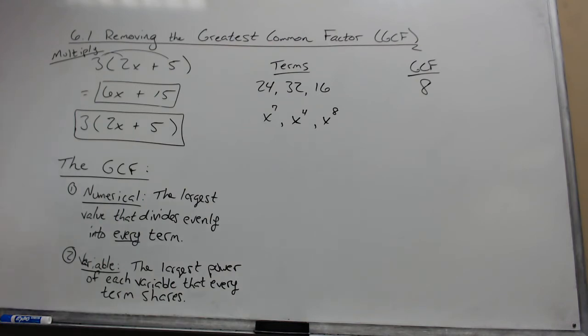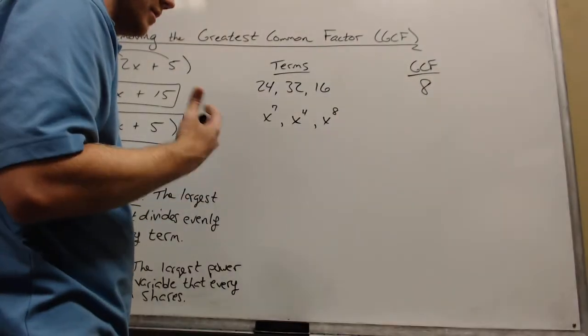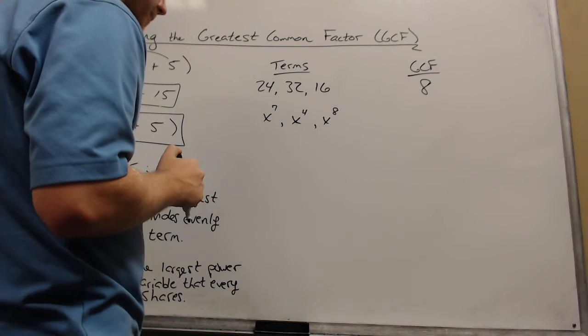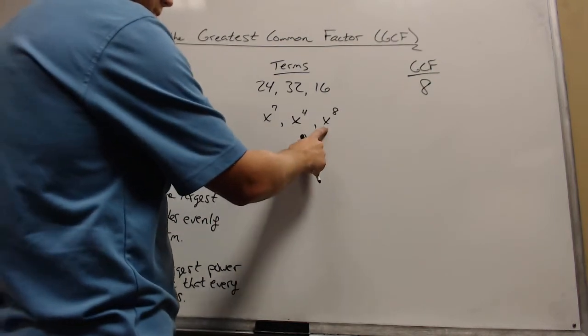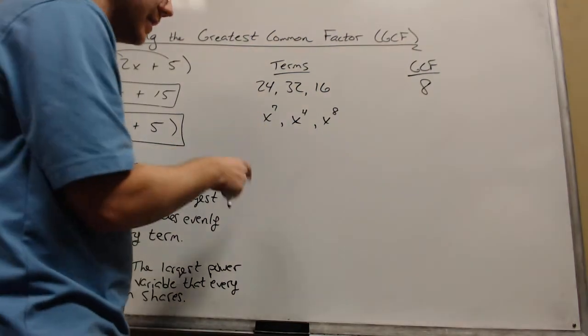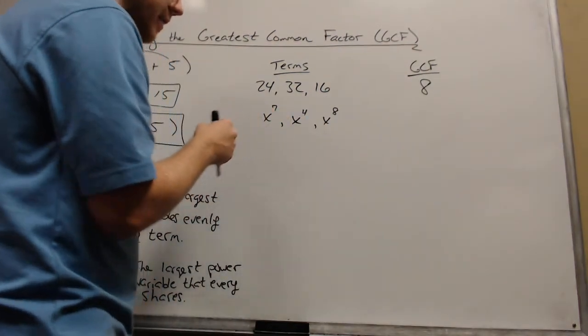It's not going to work the same as our whole number pieces, as our constant terms or coefficients. When we're dealing with variables, we have to look at the exponents, and we want to know how many x's each pile has in it. So when we're looking at variables, we want to find the highest power that they all have in common.